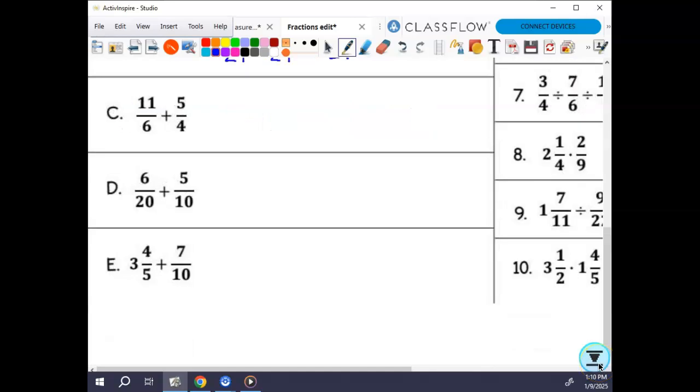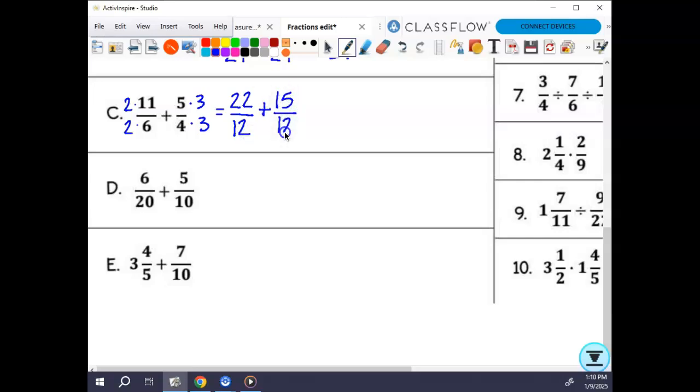12, okay? We could use 24, but 12 works too, and it's better, I think. So that means I'm multiplying this one by 2 over 2, this one by 3 over 3. So that's going to give me 22 over 12. And here's the, let me write this down, plus 15.